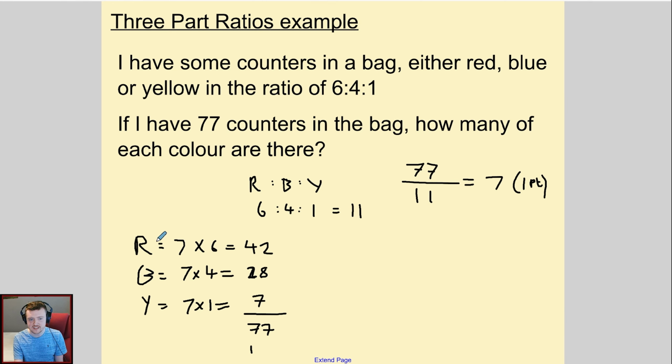So I'm happy that this is the right answer. It doesn't guarantee that you'll be correct, but you're certainly a lot happier than this. If this didn't add up, you'd know you're wrong. So red, there's 42, blue, there's 28, yellow, there's 7. That would be my answer for this question.